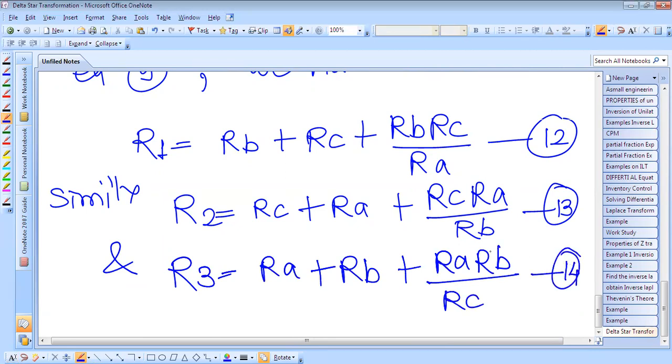So this is the relationship, and therefore the equivalent delta resistance between two terminals is the sum of the two star resistances connected to those terminals plus the product of those same two divided by the third star resistance. I think this much is sufficient for star to delta conversion. Thank you very much.